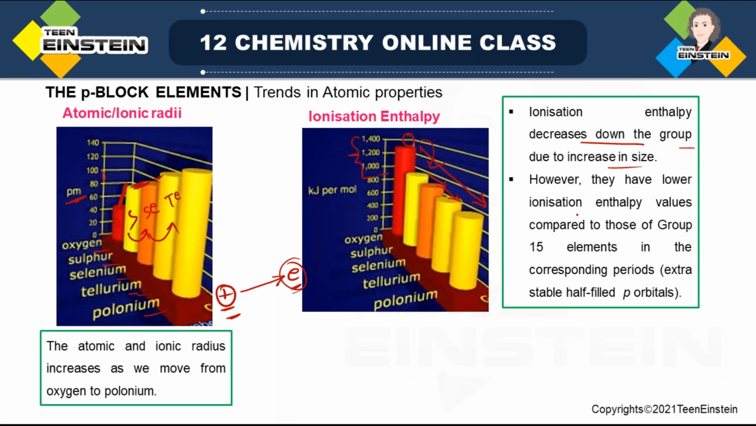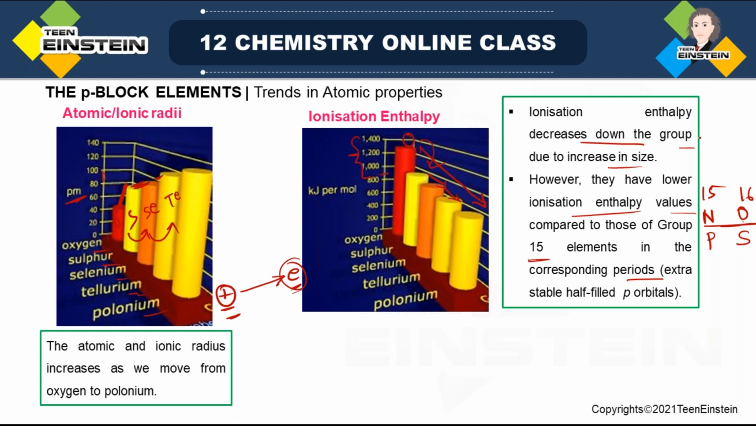If we compare the ionization enthalpy values of group 16 elements with that of group 15 elements, they have lower ionization enthalpy values compared to those of group 15 elements in the corresponding period. That is, when you are considering the same period, suppose if you are considering second period, then you have nitrogen from group 15 and oxygen from group 16. Similarly, if you are considering third period, you have phosphorus and then sulfur. Now when you fix the period and compare the ionization enthalpy, it is lower. Now why is it so?